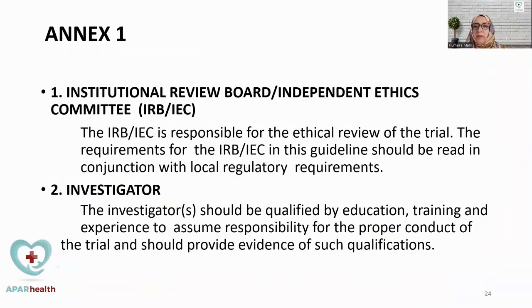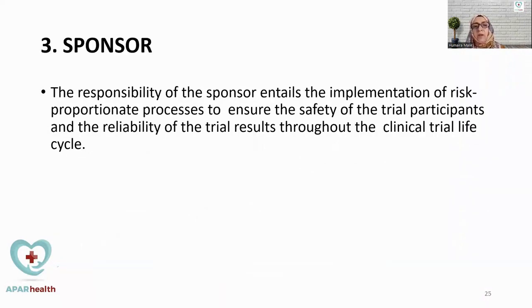These were the principles of the third revision of our E6 guidelines, and they have been expanded a bit as compared to the previous principles. Now, Annexure 1 also has information about the Institutional Review Board or the Independent Ethics Committee. What is the role? What are the responsibilities of the IRB? In detail, it talks about the investigators' responsibilities, education, training, experience, conduct, and a list of responsibilities in the document. Similarly, the responsibilities of the sponsor are also discussed under the same annexure.